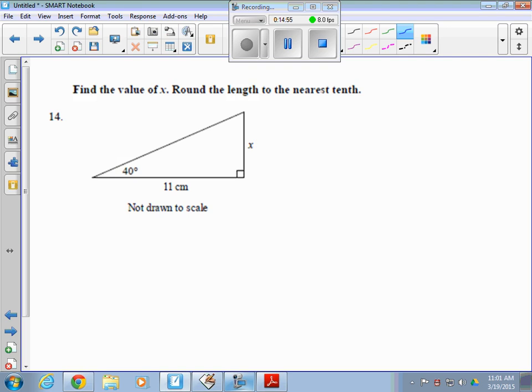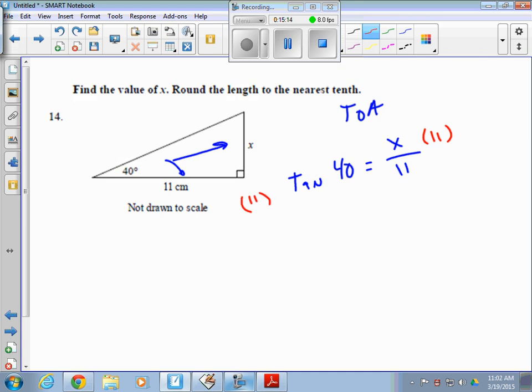Still finding the value of x, still rounded to the nearest tenth. We got an opposite and we got an adjacent. So we're using the TOA part, tangent. So the tangent of 40 equals the opposite, x, over the adjacent 11. Multiply both sides by 11. So 11 times the tangent of 40 will give you what you need. x is approximately 9.2.